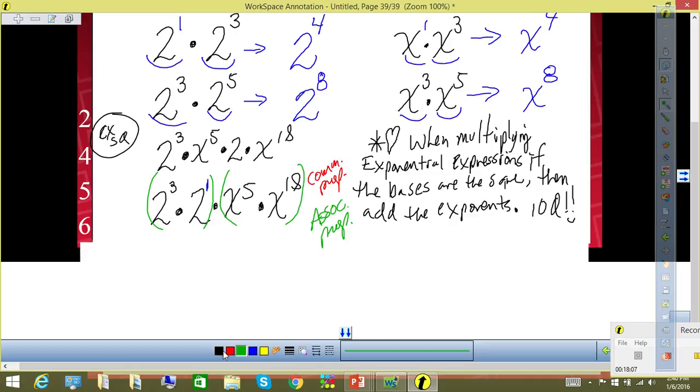So now let's simplify it. What is 2 to the 3rd times 2 to the 1st? 2 to the 4th. Times x to the 5th times x to the 18th. That's x to the 23, Michael Jordan.